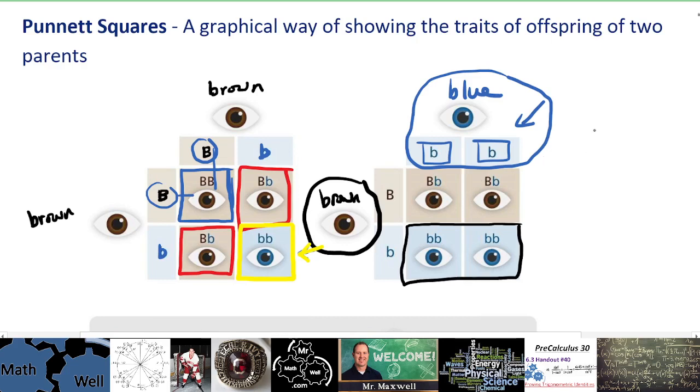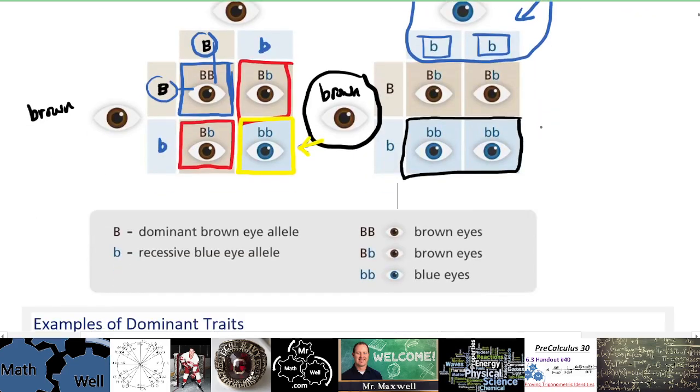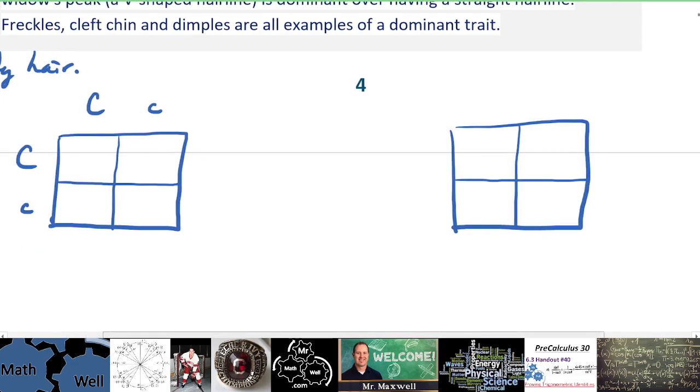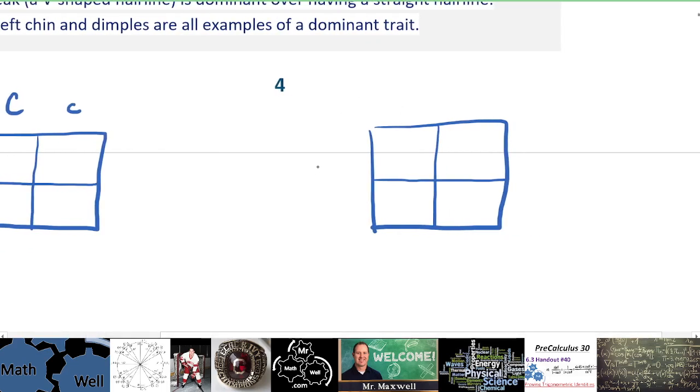All right. Now the third one, you might want to add this. We're going to add this. I've got one set up for curly hair. We'll do that later.